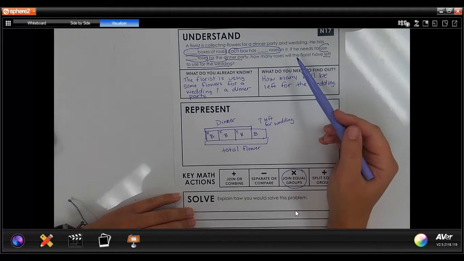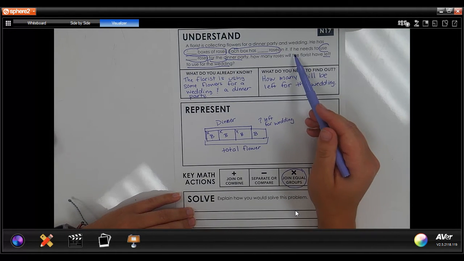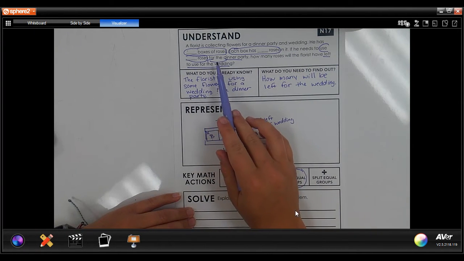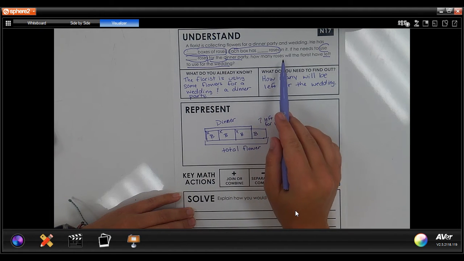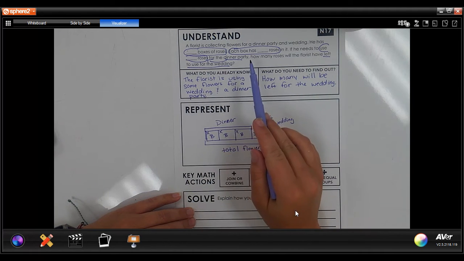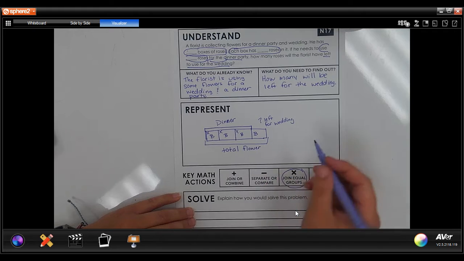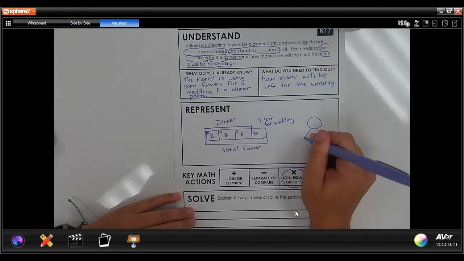I'm going to continue reading to see what my next step will be. If he needs to use blank roses for the dinner party, how many roses will he have left for the wedding? So now I'm looking at it more in a number bond way.